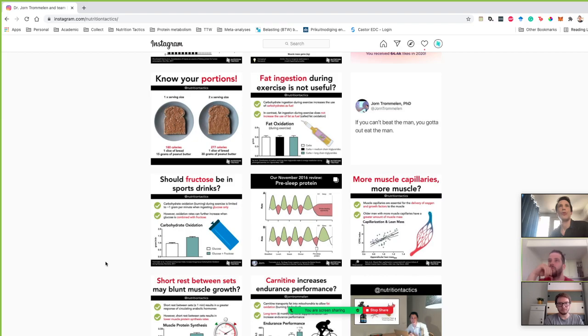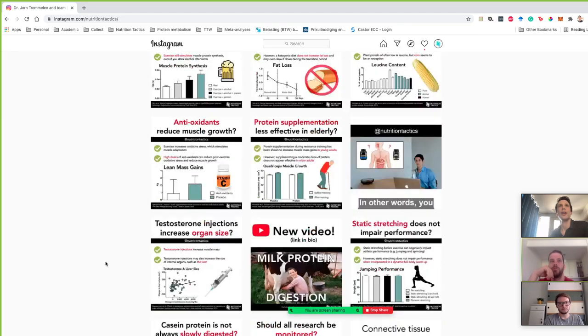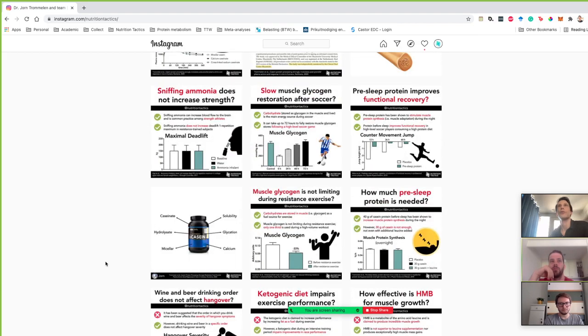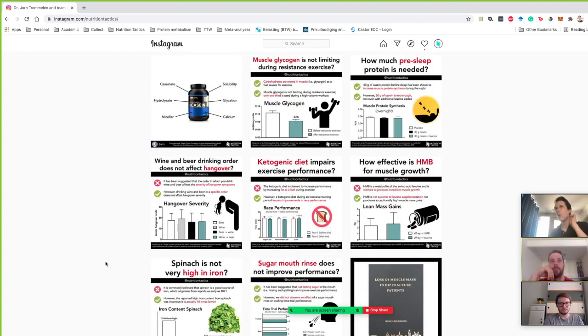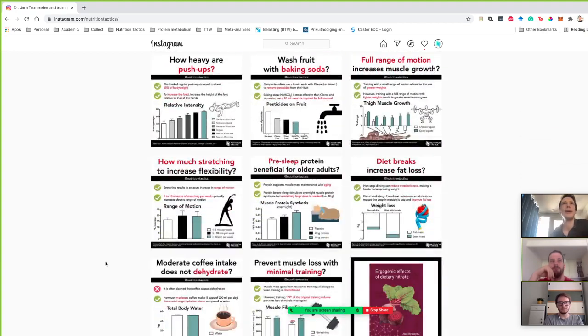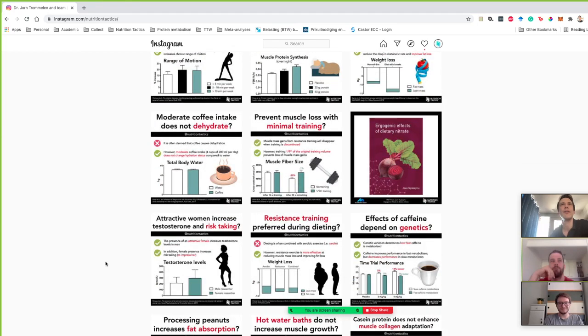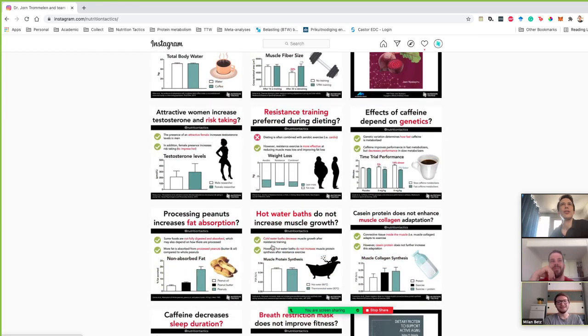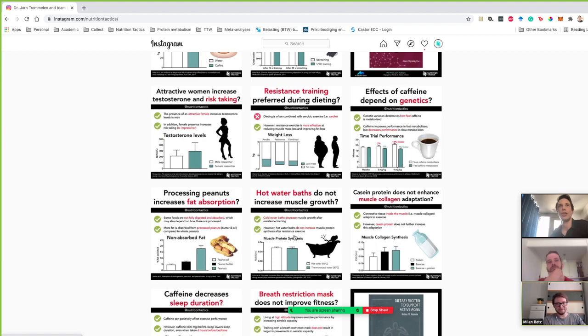Okay, I'm quickly looking because we posted an infographic, I think once or twice now on our wall, but apparently we do way too many because I can't find it. This is the hot water bath, which is also the study you just mentioned.